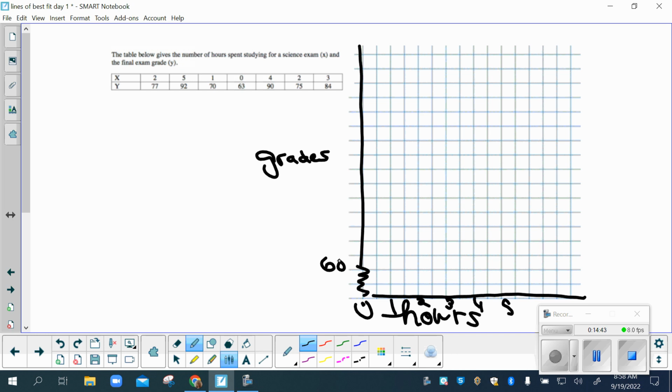So now what you need to do on your graph is go up. But guess what? We need to go up by equal amounts, right? You just can't put random numbers in here.